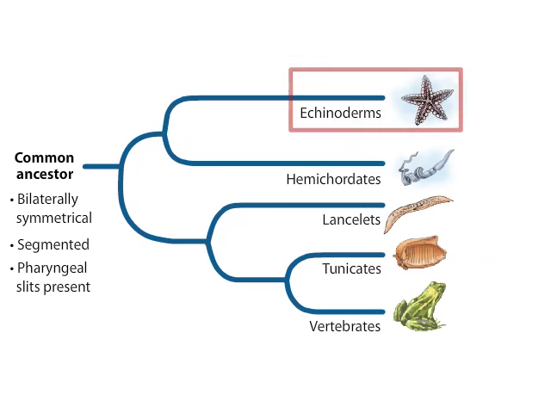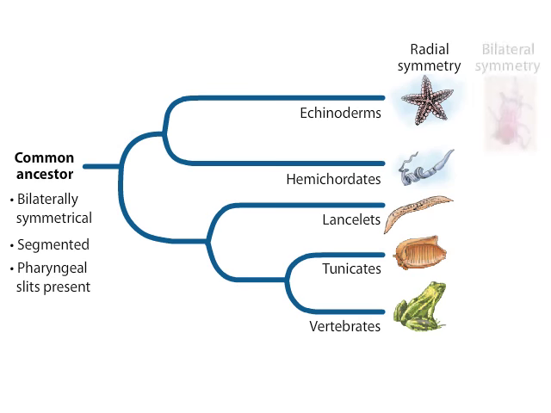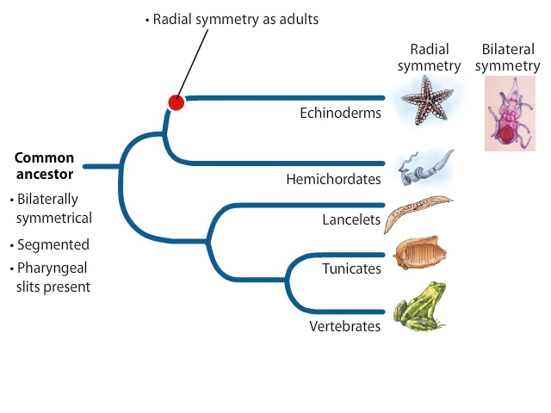If we look at adult echinoderms, it is easy to wonder why they are grouped with other deuterostomes. Adult echinoderms have radial symmetry, not bilateral symmetry. However, their young, the larvae, are actually bilaterally symmetrical. Echinoderms undergo a radical change during body development into radially symmetrical animals. Radial symmetry is a derived trait in echinoderms that is absent in the deuterostome common ancestor.